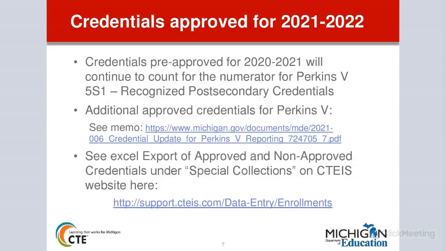There's an Excel spreadsheet export that you can do that lists all the approved and the non-approved credentials under special collections on the CTEIS website.